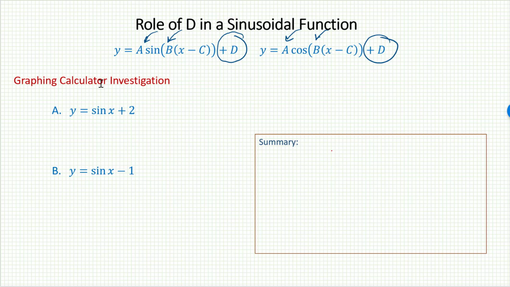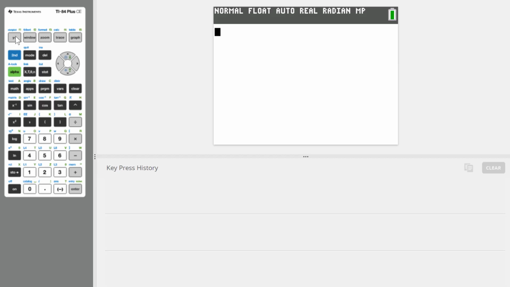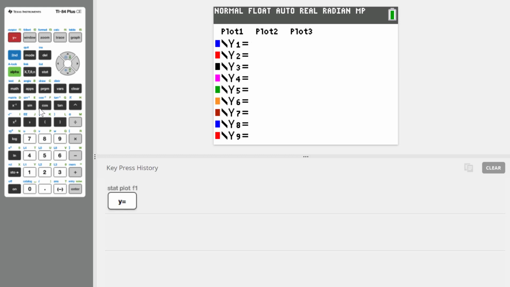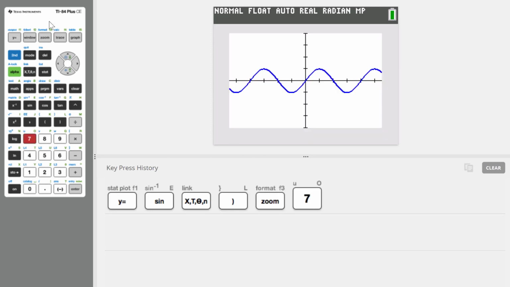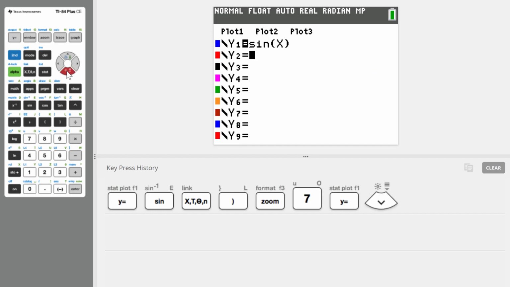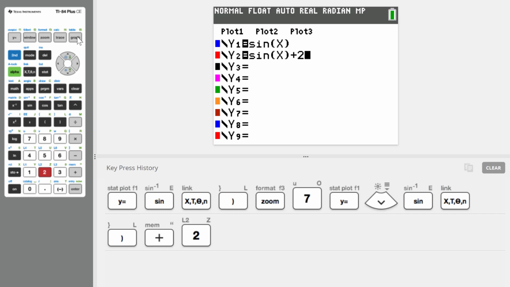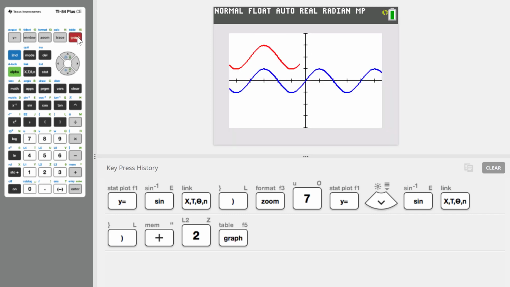Well, let's go to the calculator and do some investigating. The first thing I'll do is put in my regular basic sine function, and I'll use the z-trig option. And so this blue graph is just y equals sine x. Let's now add in y equals sine x plus 2. This one will come up in red. Let's see what happens as I hit graph.